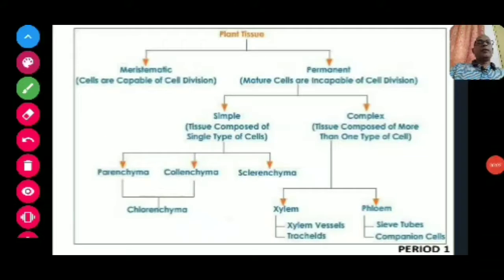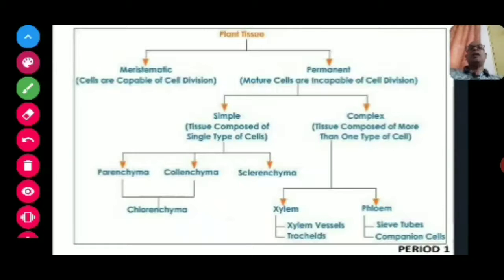Hello friends, today we shall discuss the second chapter of biology of class 9th, that is tissue. This video is going to be a short one, and it comprises only meristematic tissue and their types, depending upon their position, location, and function.